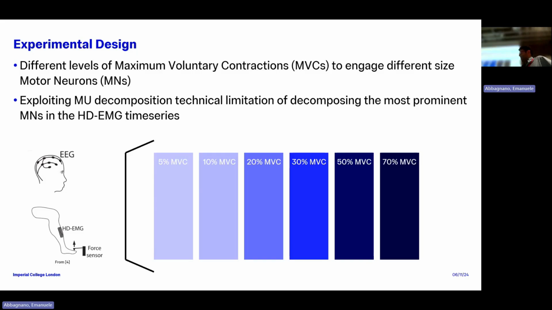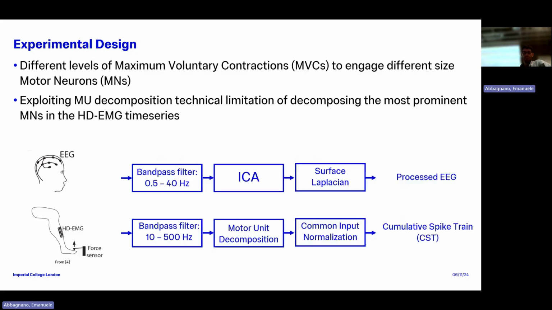And we expect that, because of the technical limitations of the decomposition algorithm, we will be decomposing different size motor neurons and effectively then analyze how this oscillation projects from cortex to muscle.